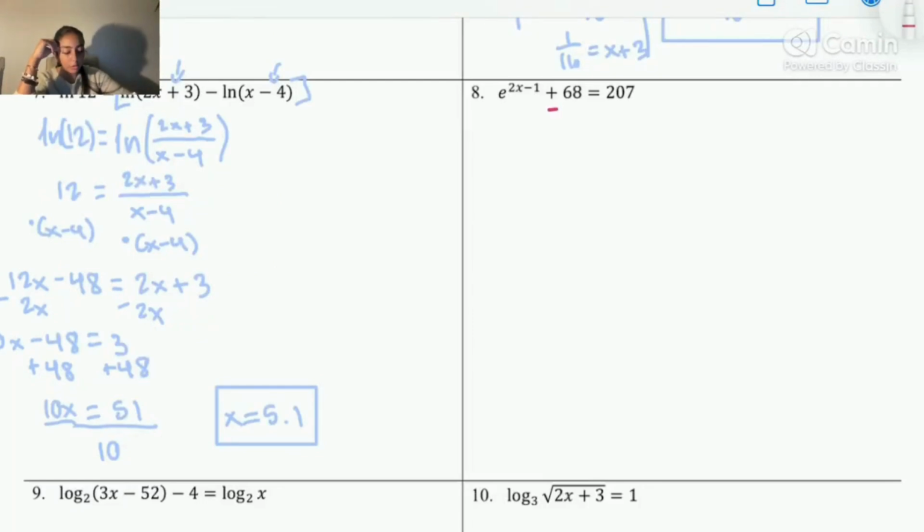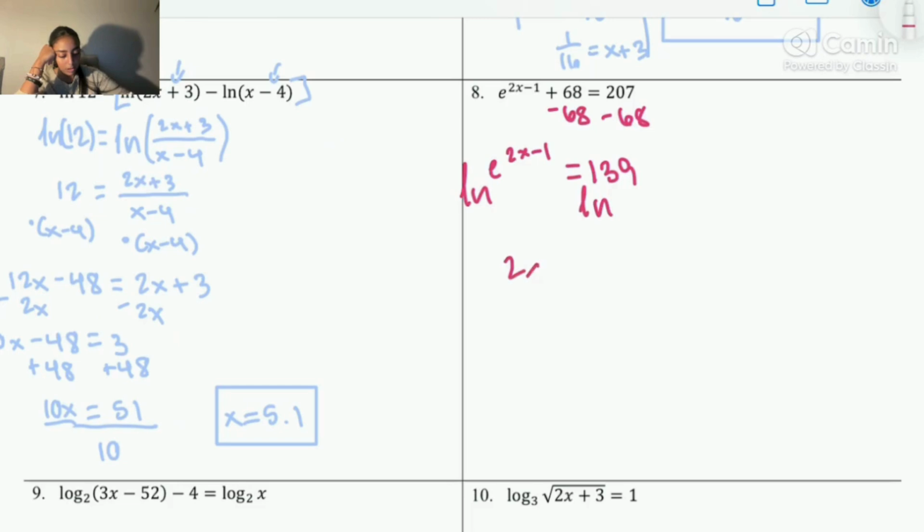Okay, now for this next one, I'm going to take 68 from both sides to get all the constants to one side. So e to the power of 2x minus 1 equals 139. And now we're going to take natural log of both sides, because natural log is log e. And if we take log e of e to the power of 2x minus 1, it'll just equal 2x minus 1. So if we take natural log of both sides, it'll equal 2x minus 1 equals natural log of 139.